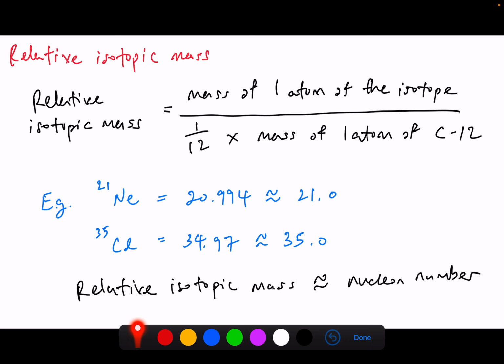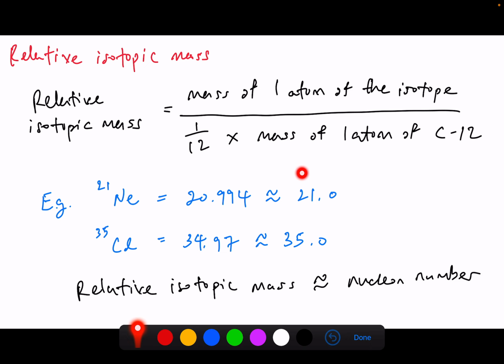So we can see that the relative isotopic mass of neon is very close to 21. The relative isotopic mass of chlorine is close to 35. So in terms of the relative isotopic mass, they are often very close to a whole number. The reason is that the relative masses of the proton and neutron are both very close to 1, and the electron has a negligible mass. Therefore, all relative isotopic masses will also be close to whole numbers, because they're essentially just an addition of the protons and neutrons.